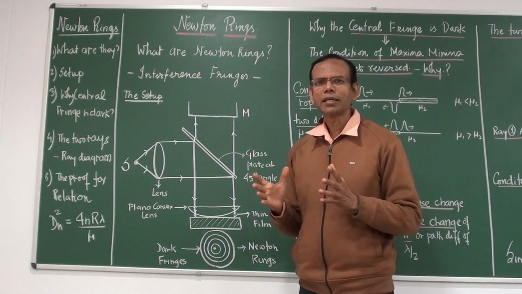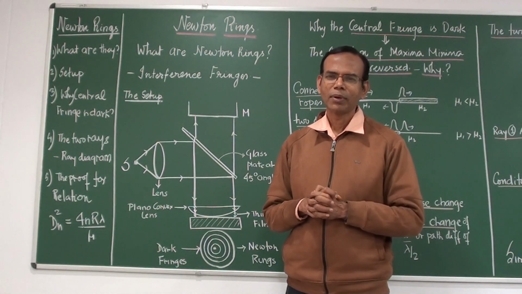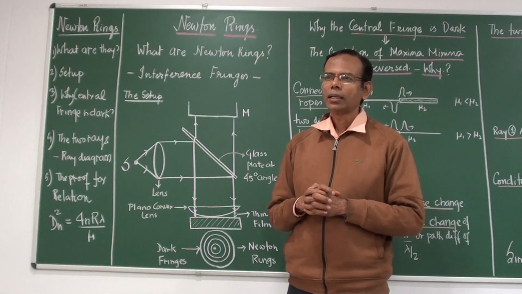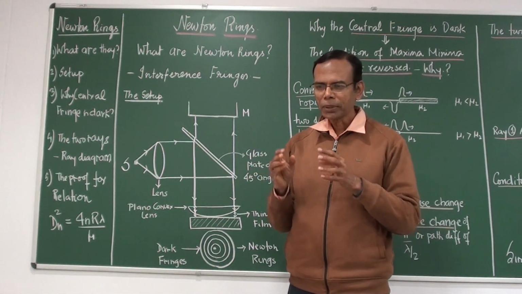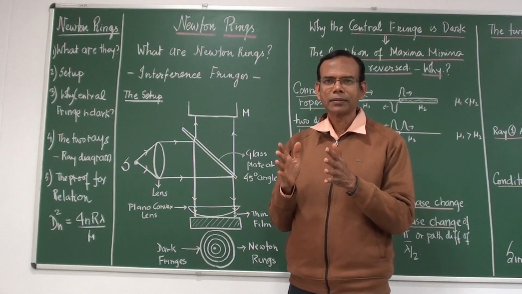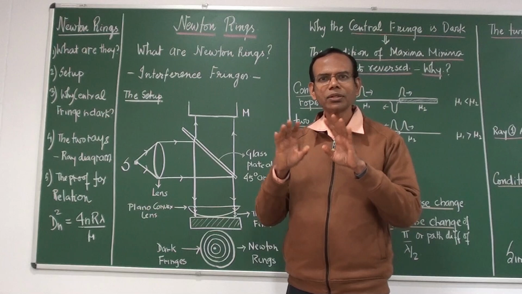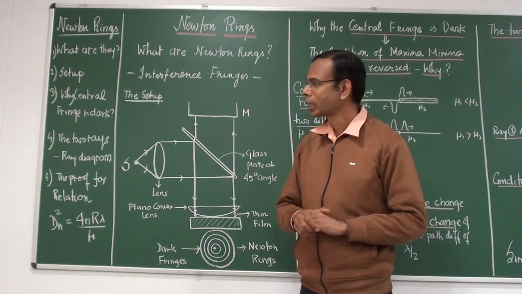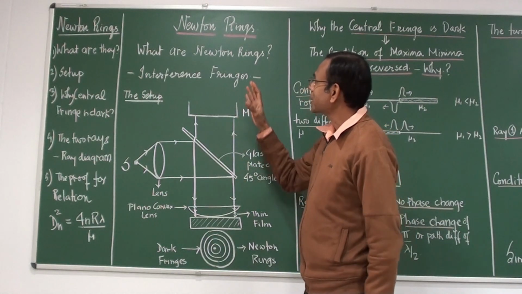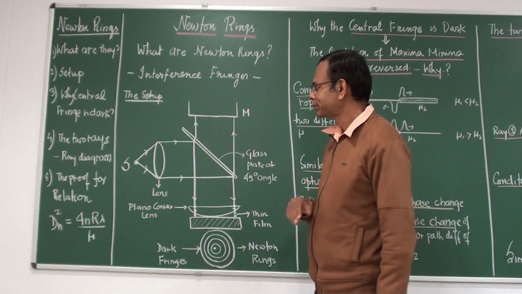So what happens in interference? A very unique phenomenon: the energy gets redistributed. That means from the dark side, the energy goes on to the bright side. So there is a redistribution of energy. That is actually interference. Now, let me explain what the setup is in Newton rings.